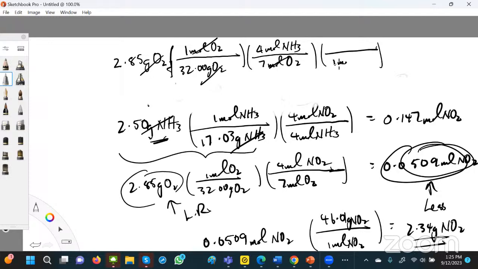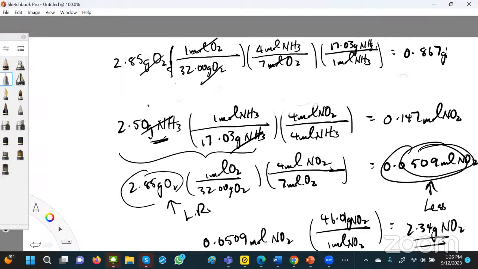Exactly. So you're going to have 1 mole of ammonia down here, and up here would be the molar mass, which is 17.03 grams of ammonia. All right, so let's do that calculation. 2.85 divided by 32 times 4 divided by 7 times 17.03. And according to my calculations, I got 0.867 grams. Is that right?